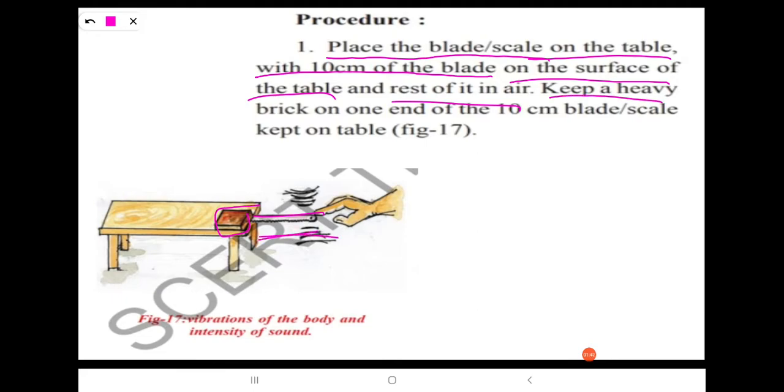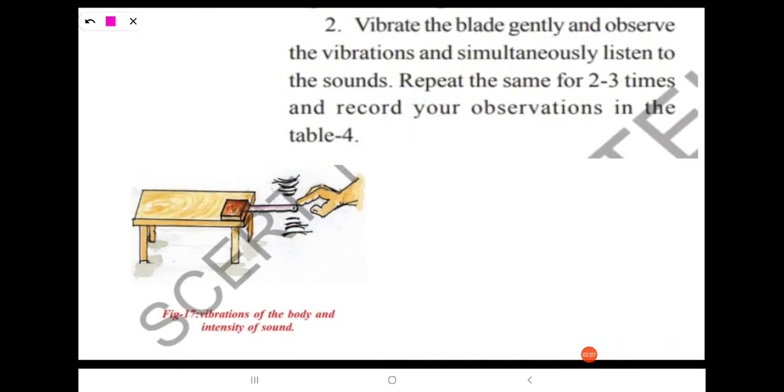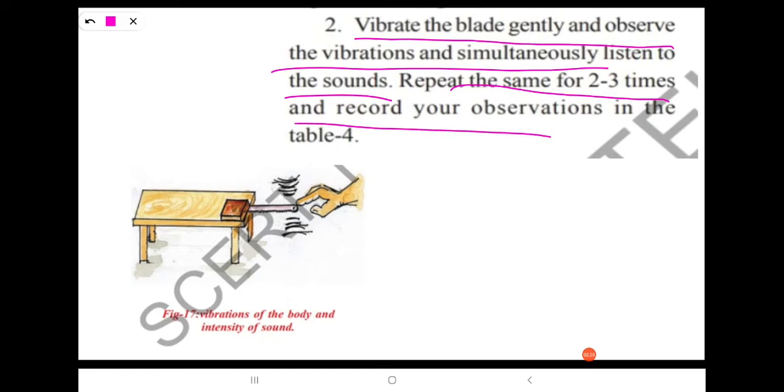So keep a heavy brick on one end of the 10 centimeter blade or scale kept on the table. You can see in this slide, the heavy brick is kept on the 10 centimeter blade or scale. The remaining part of the scale is in air. Now vibrate the blade gently, observe the vibrations and simultaneously listen to the sounds. We have to repeat the same 2 to 3 times and record our observations.